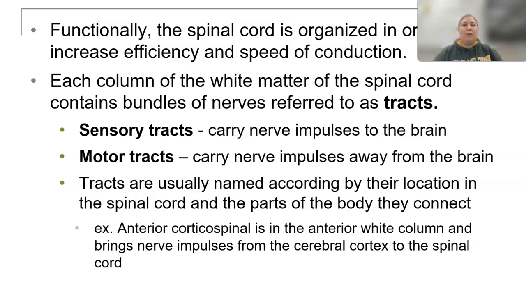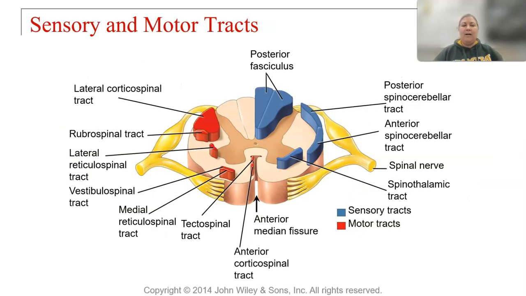And they're going to be named according to their location in the geographic spinal cord that we just learned about, anterior, posterior, or lateral, and by where they start and where they end. So the example here in our notes is the anterior corticospinal is in the anterior white column, and it connects the cortex, the cerebral cortex, which is in the brain, to the spinal cord. So this is going to be a motor tract because it starts at the brain and it goes away from the brain. So here is a picture of where these tracts are found.